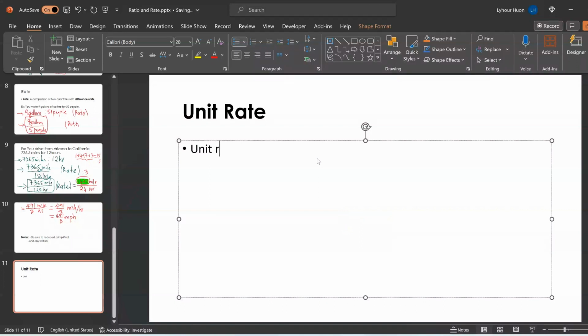Okay, unit rate is a rate. Let's give the definition first. A unit rate is a rate where the denominator is one, meaning that it's per 1 unit. Let's give an example, maybe easier to understand. Example: 26 miles per gallon. Okay, this is a unit rate.